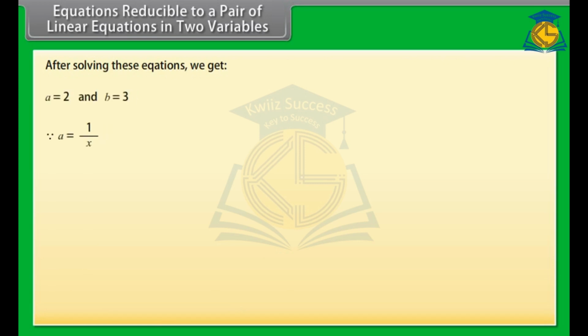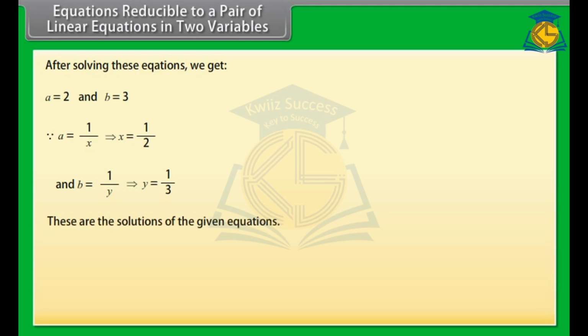Therefore, a is equal to 1 upon x, which implies x is equal to 1 upon 2. And b is equal to 1 upon y, which implies y is 1 upon 3. These are the solutions of the given equations.